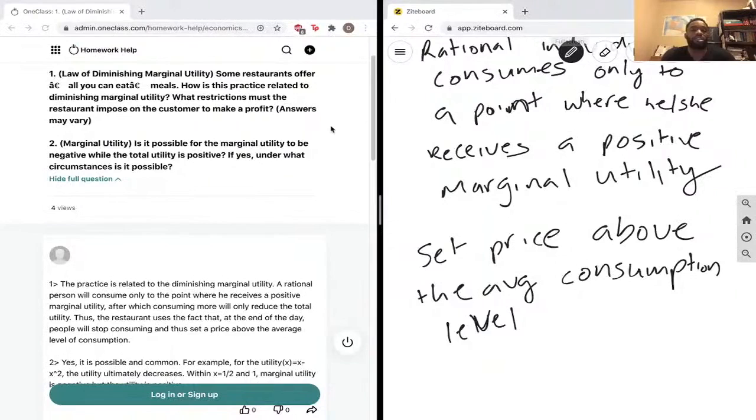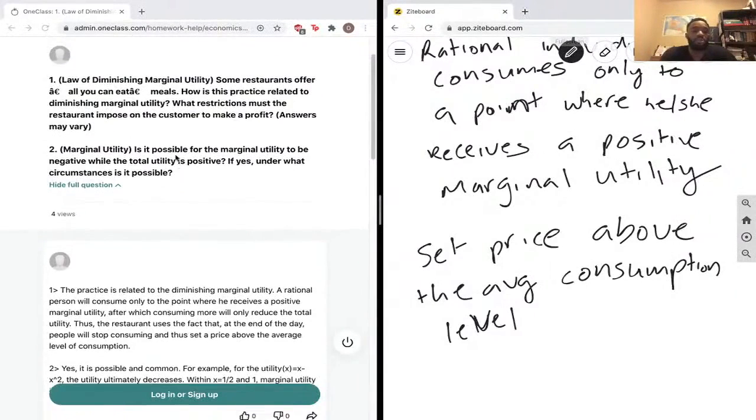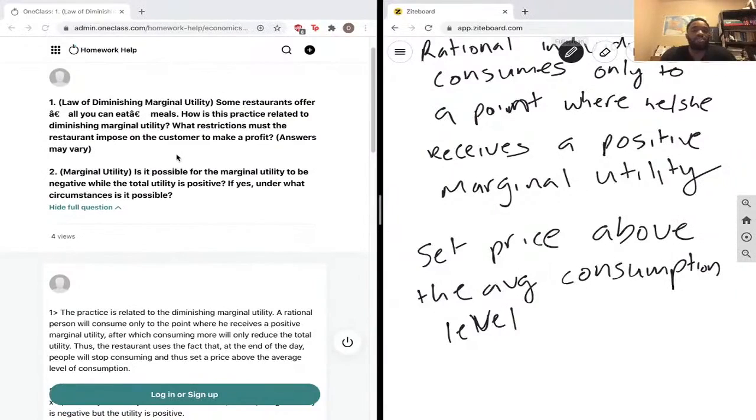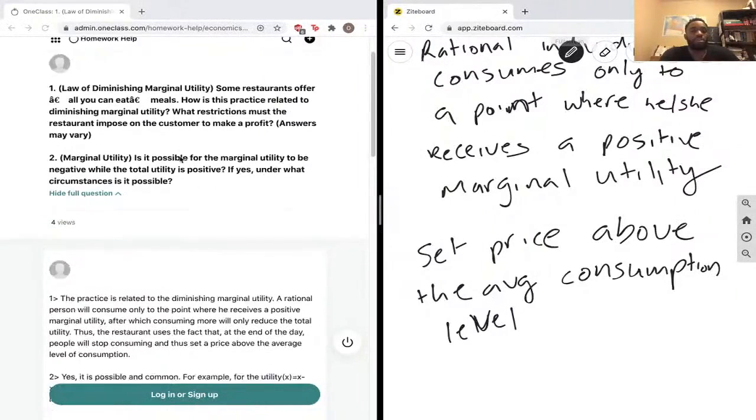So the restriction that they impose, it's not really a restriction, but to make a profit, they set the price above the average consumption level. We agree with that. And the second question says: marginal utility. Is it possible for marginal utility to be negative while the total utility is positive? If yes, under what circumstances is it possible?